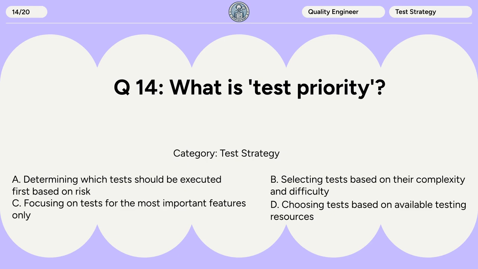Question 14. What is test priority? A. Determining which tests should be executed first based on risk. B. Selecting tests based on their complexity and difficulty. C. Focusing on tests for the most important features only. D. Choosing tests based on available testing resources.